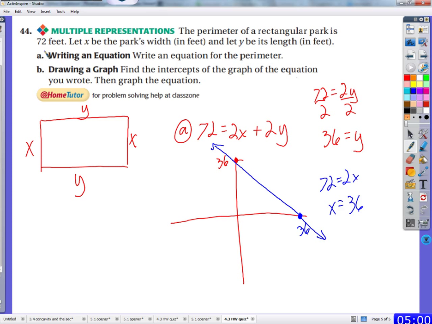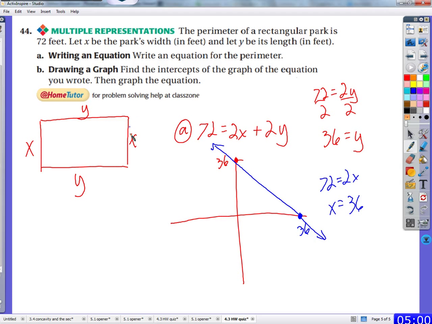Oh, they have to split 36. Divide that by 2. Why would you have to do that? Because there's a 2 times this. 2 times something is 36. Nope. X is 36. Not 2 times something is 36. X, the number x, is 36.